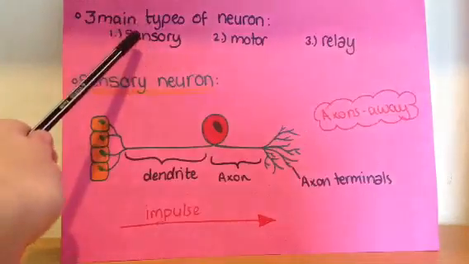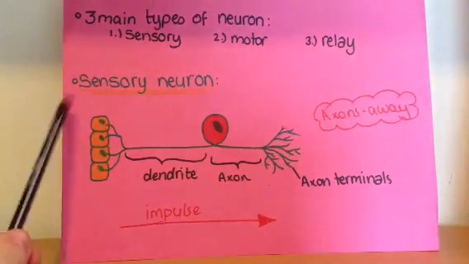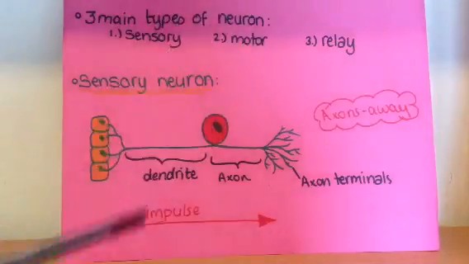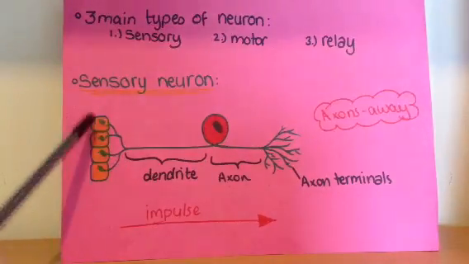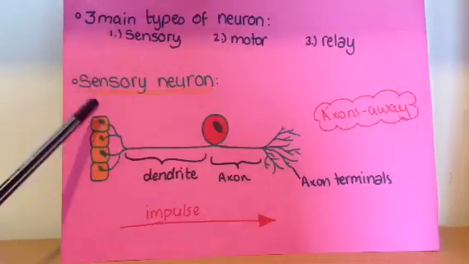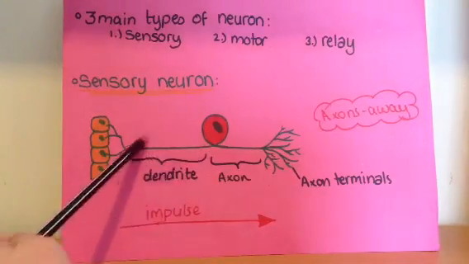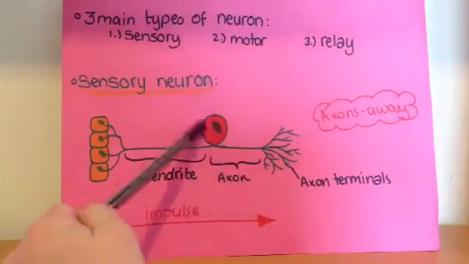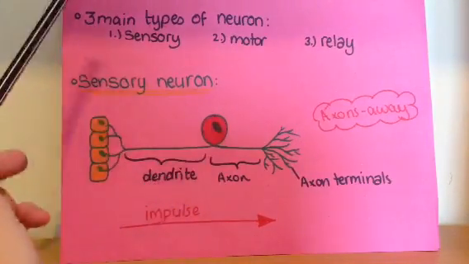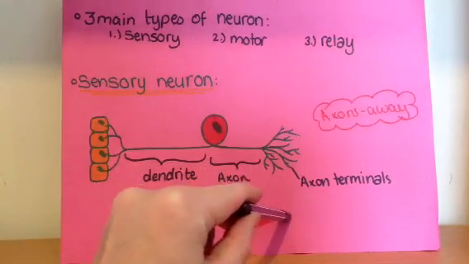There are three main types of neuron: sensory neurons, motor neurons and relay neurons, and luckily you only need to know the structure of sensory and motor neurons. This is a sensory neuron, and that is the receptor cells. You've got the dendrite here, and then an axon, and then the axon terminals.